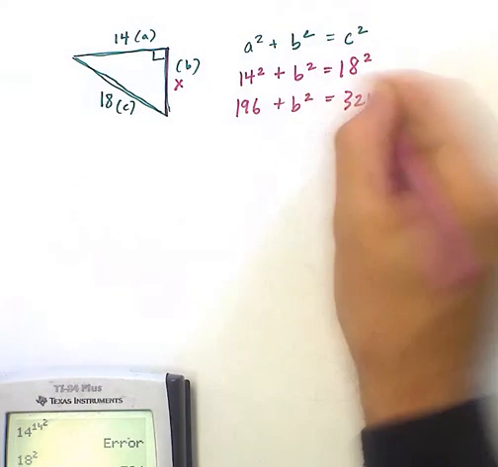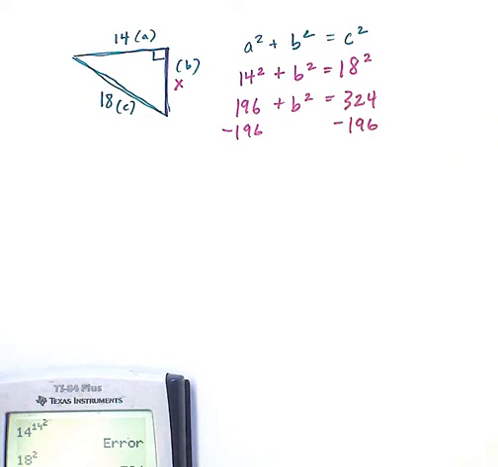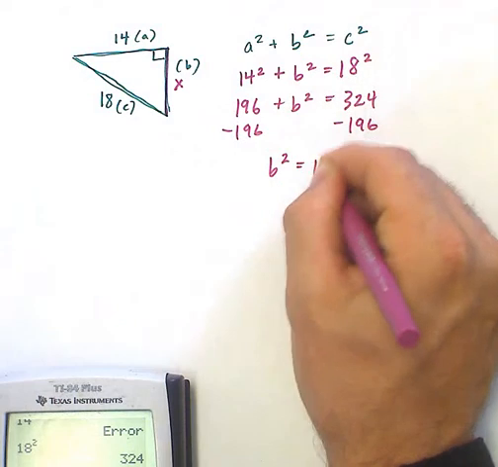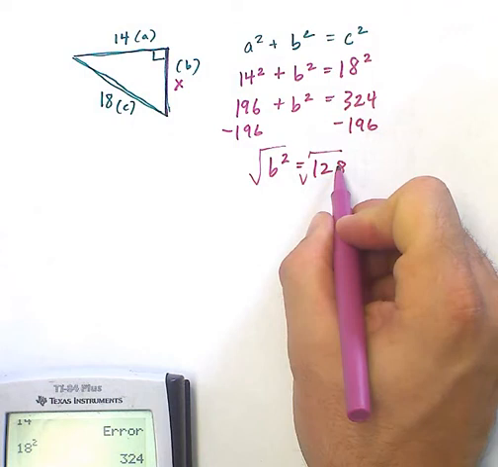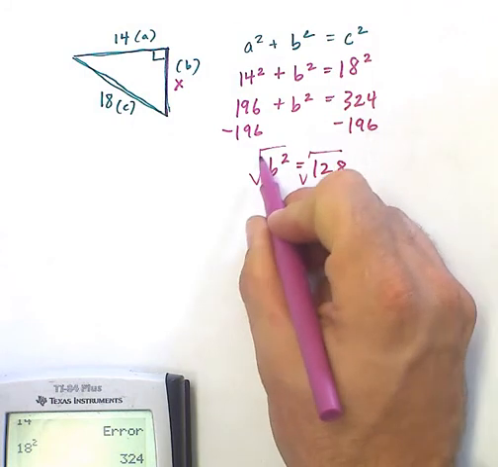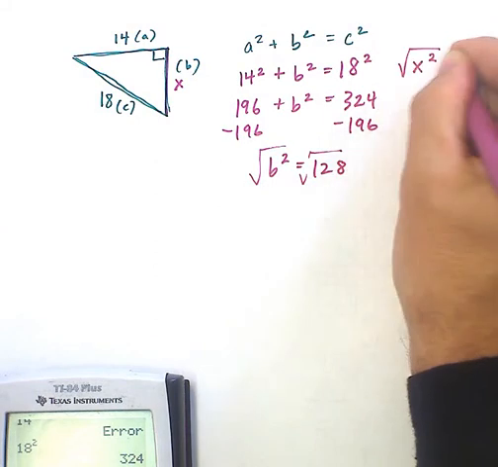I could subtract the 196 from both sides and get b squared is equal to 128. Now, in order to solve for b, I'll take the square root of each side. The inverse operation of a letter squared is to take the square root. So basically, the square root of x squared is just x.